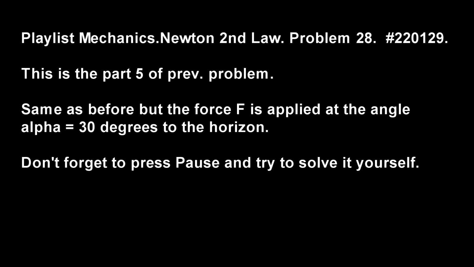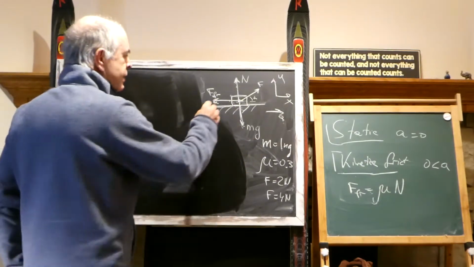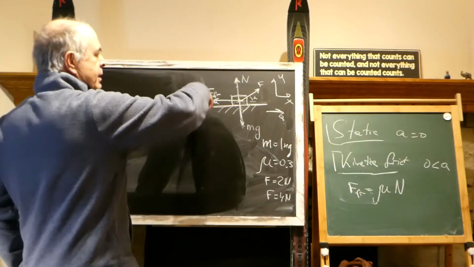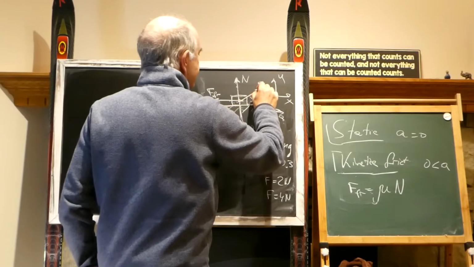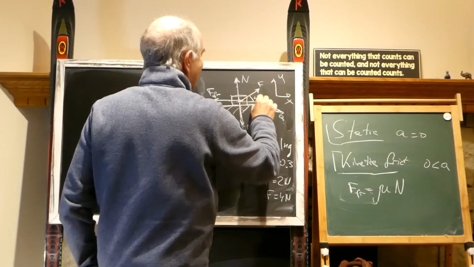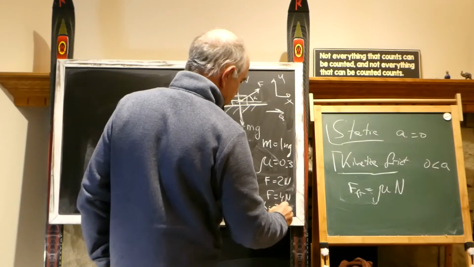So here is a problem. As always, read it, maybe once, maybe twice, and then pause the video and try to solve it yourself. Right now, another installation of the same problem that's sitting on the surface. There is no acceleration up this time, but the force that's trying to push the body is directed under the angle alpha. And alpha is, for example, 30 degrees.